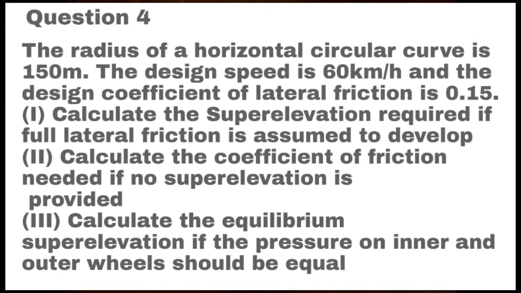So first, calculate the super elevation required if full lateral friction is assumed to develop. So in the first case we need to assume that the full lateral friction is developed, that is f shall be equal to 0.15, and then we need to calculate the value of e. In the second, calculate the coefficient of friction needed if no super elevation is provided. In this one, e will be equal to 0 and then we have to calculate f using the formula of super elevation.